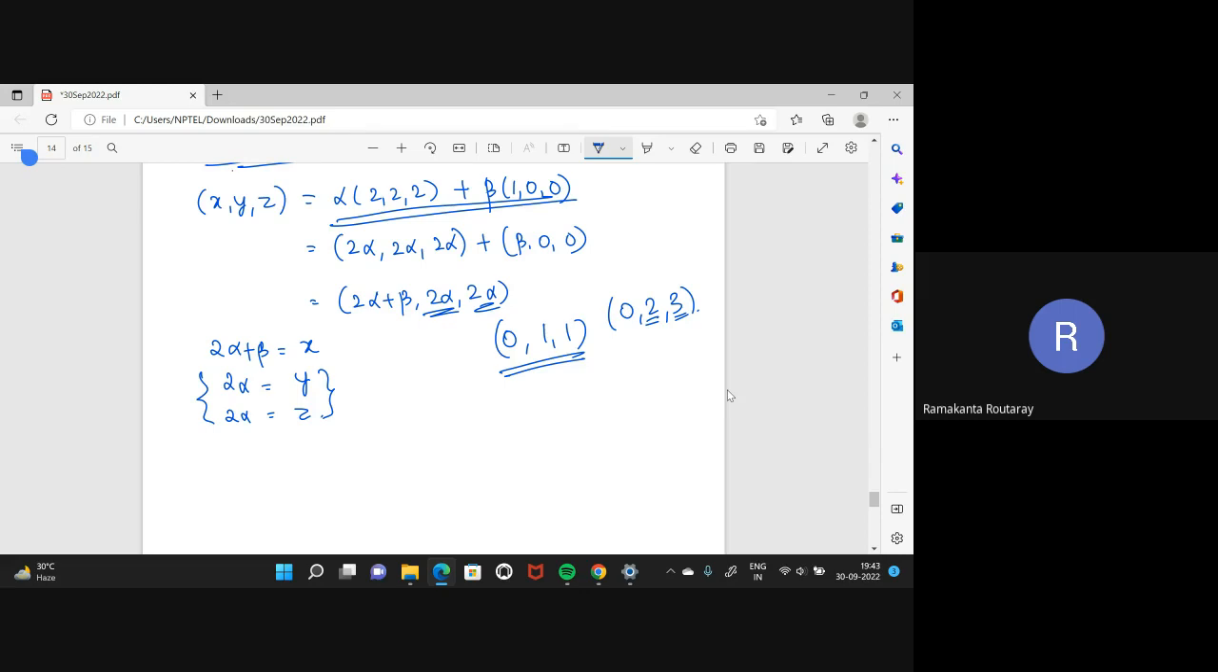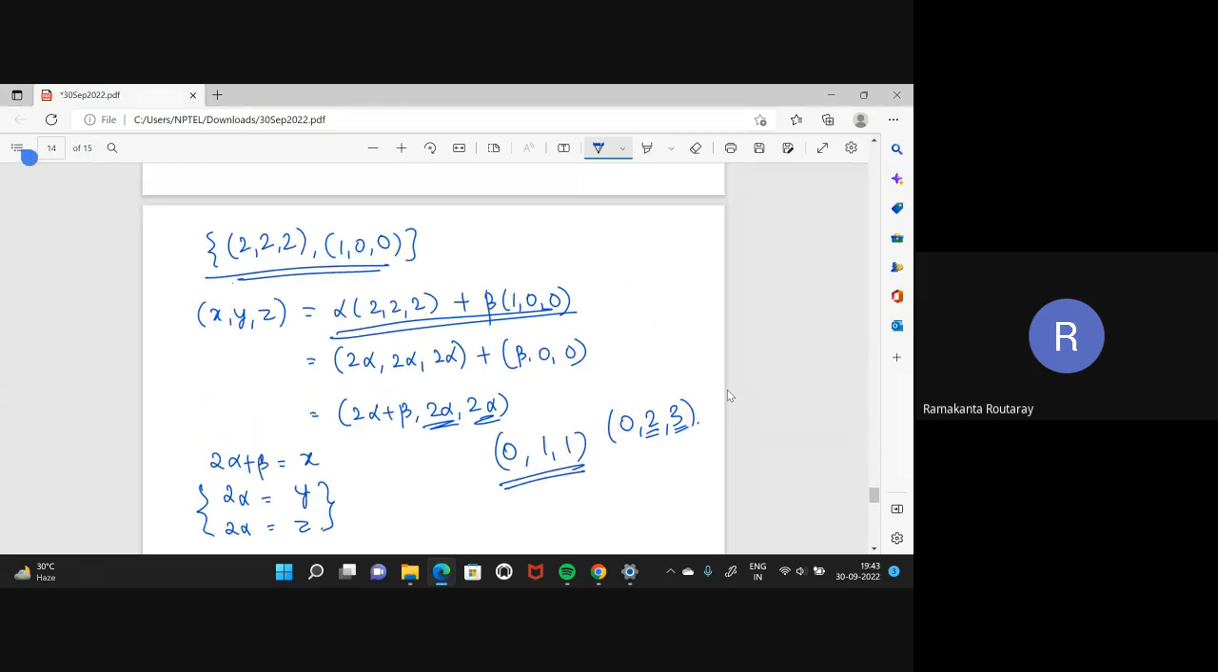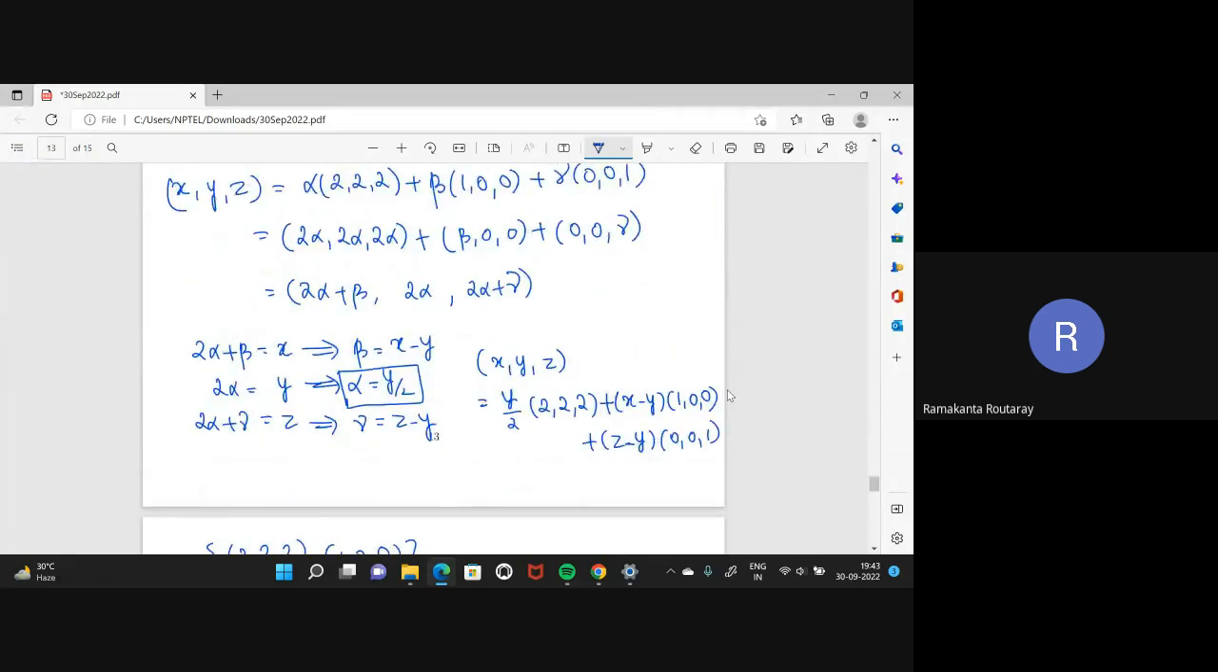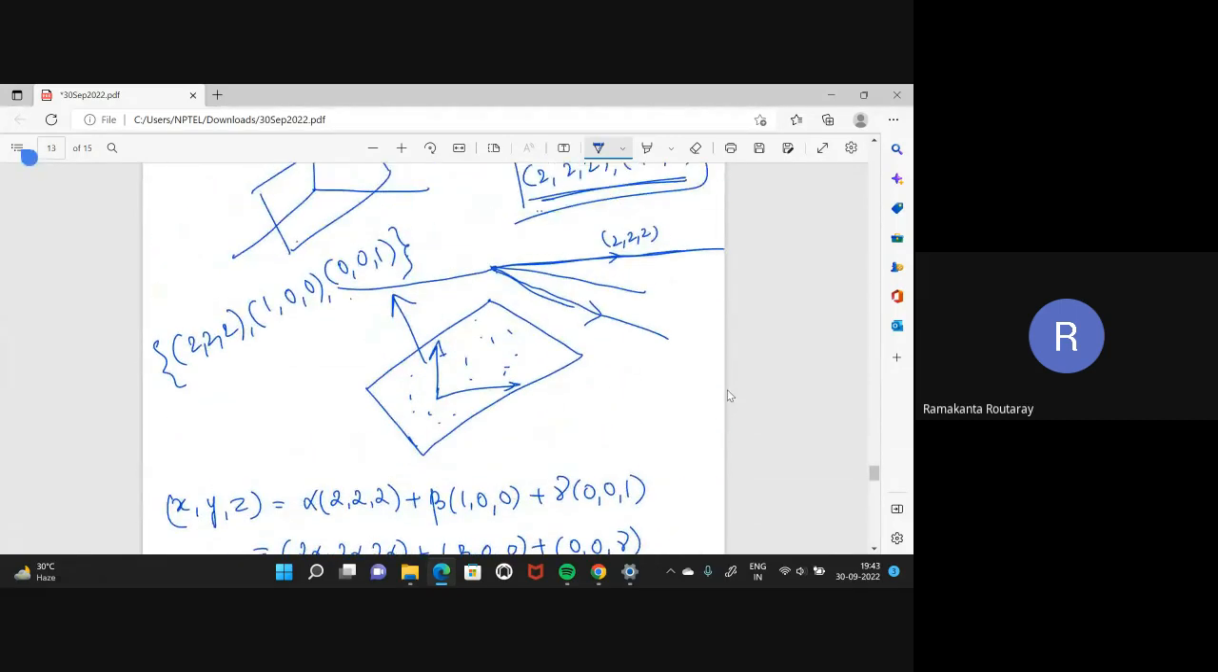Ma'am, the third vector which you took, let us say (2, 2, 2), (1, 0, 0) and (0, 0, 1). It has to be (0, 0, 1) always, or we can say it can be (0, 1, 0) also. It can be any vector which is not a linear combination of these two vectors. That's all. Because if it is a linear combination, it's not going to help me, because that will be the same vector, the expanding of the same vector.